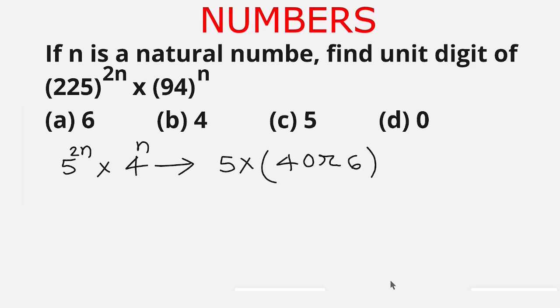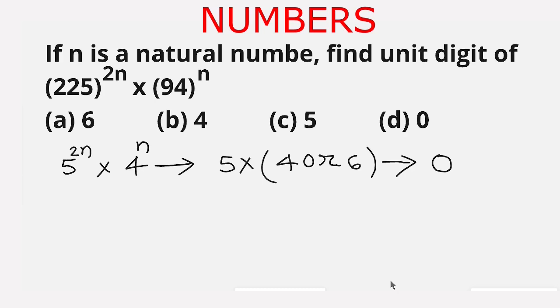If it is 5 multiplied by 4, it will be 20. And if it is 5 multiplied by 6, it will be 30. It means we are going to get the ones place digit as 0. 20 has ones place 0, and 30 also has ones place 0. So the ones place will be 0.